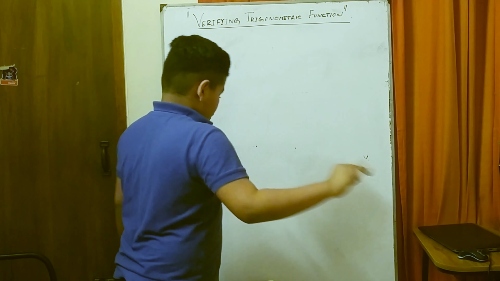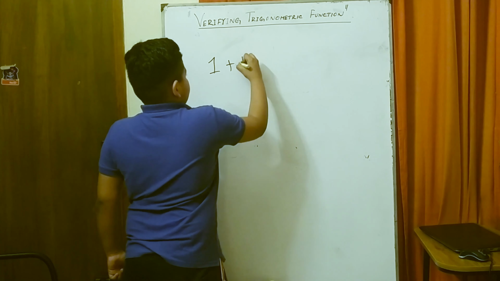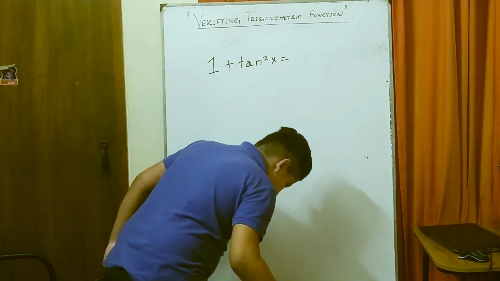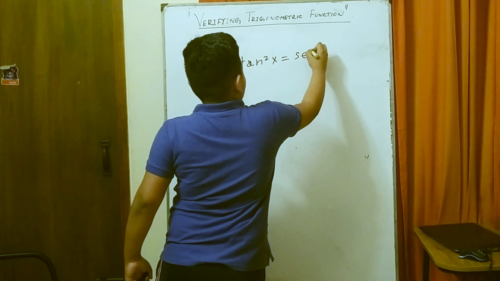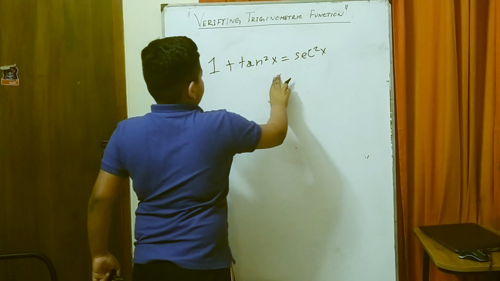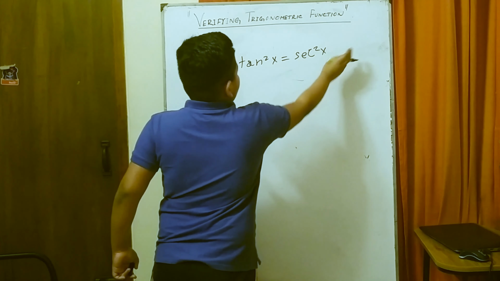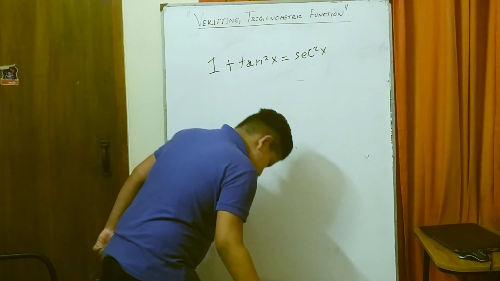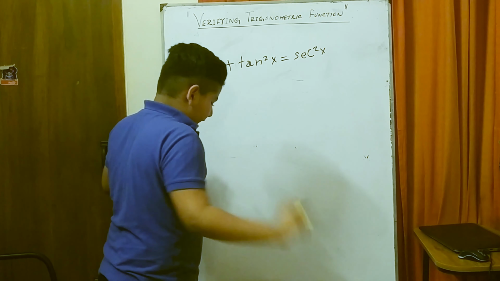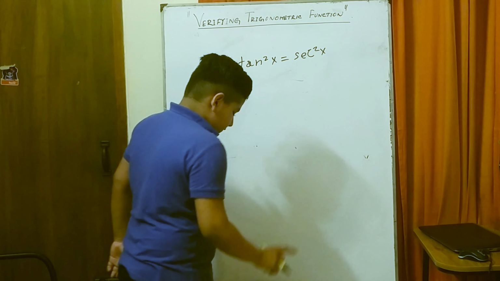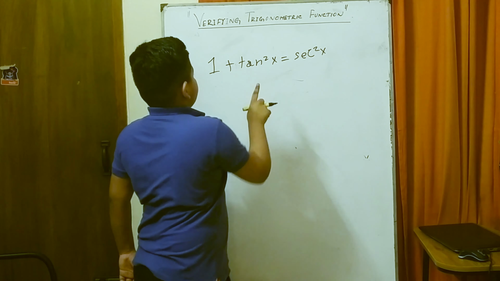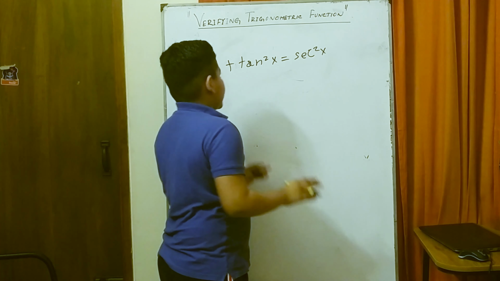We need something useful. Now let's see an example. 1 plus tangent square of x equals secant square of x. Here there are 2 terms on one side and 1 term on the other, and sometimes combining terms is a good idea. But first we need to make the denominators equal to combine these terms.